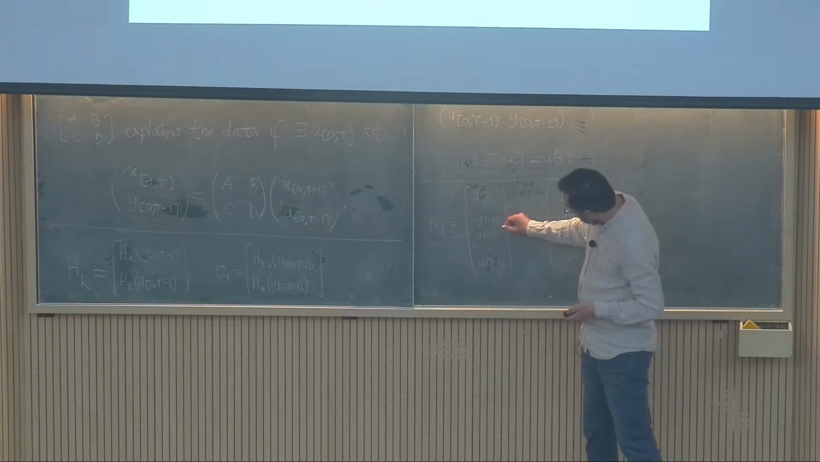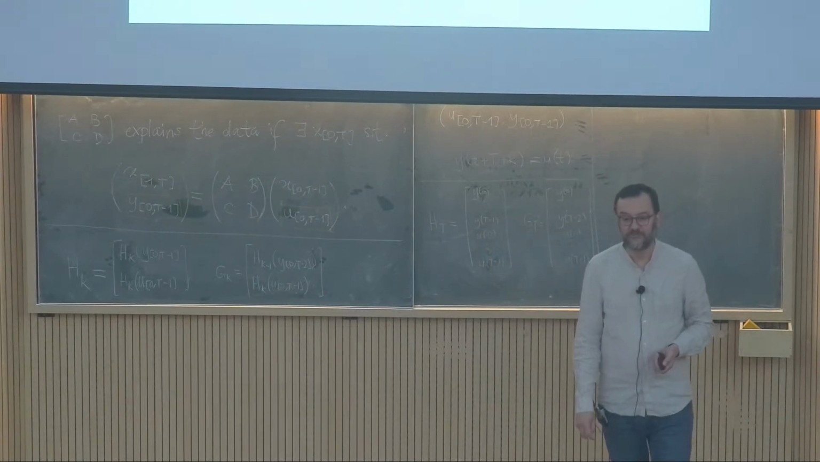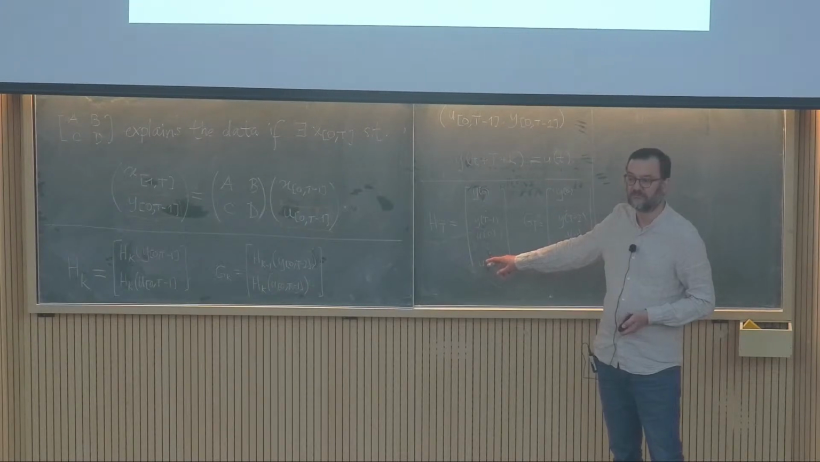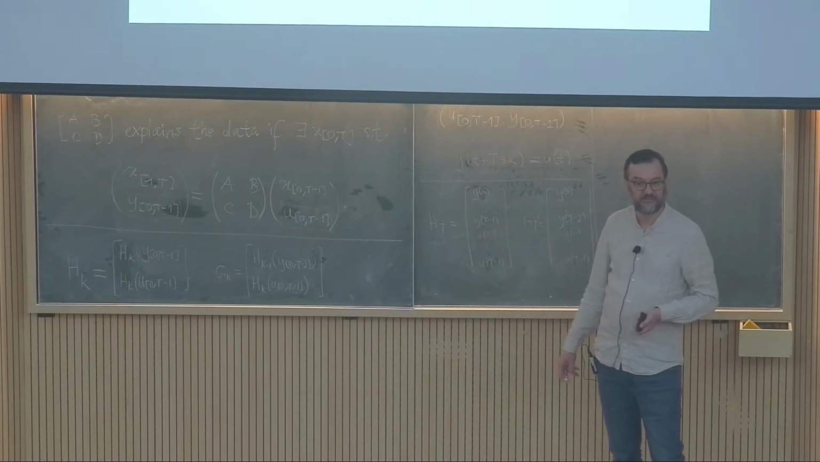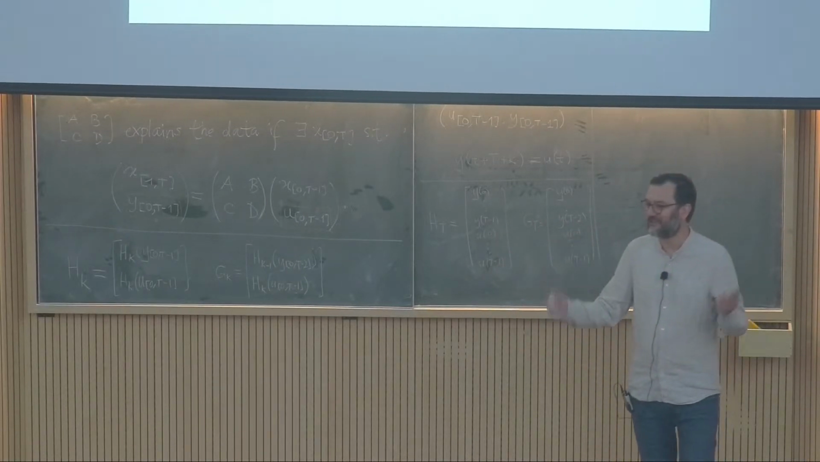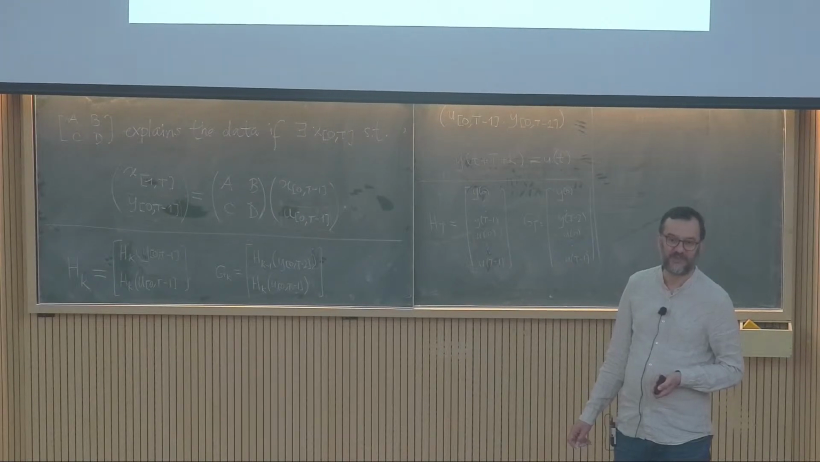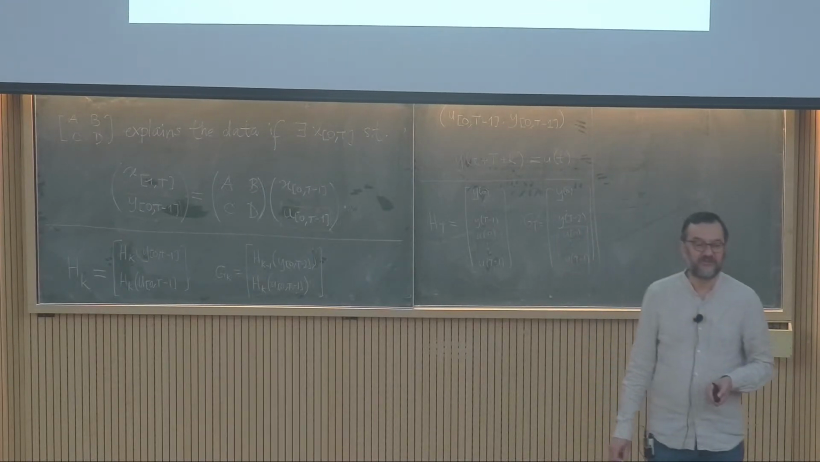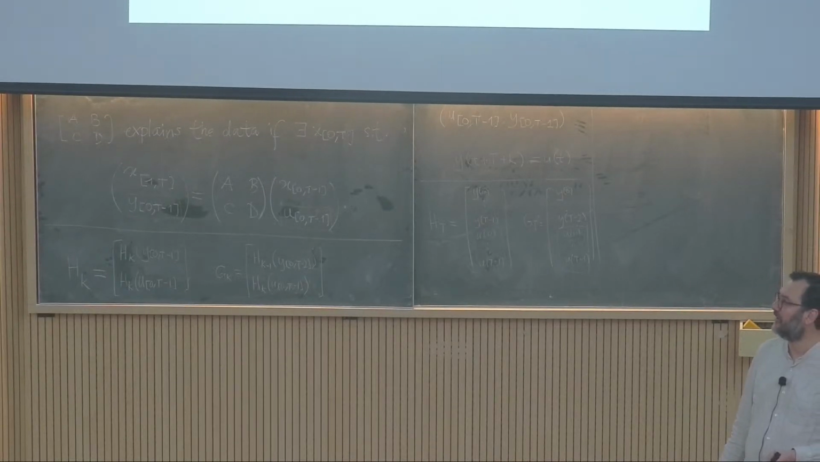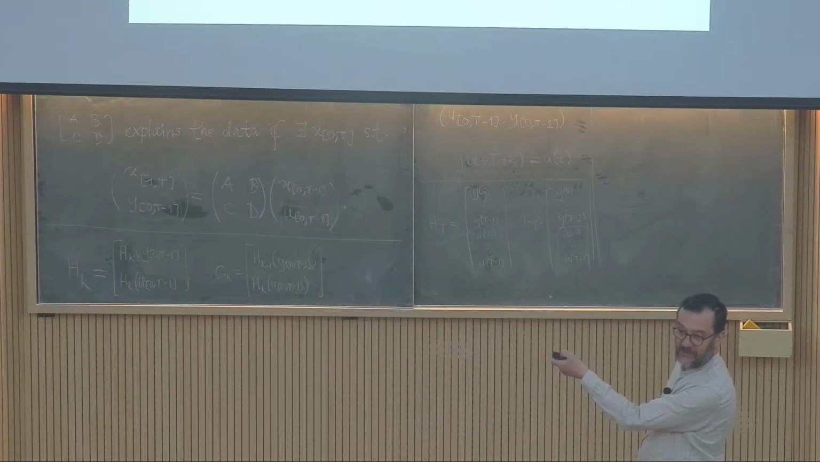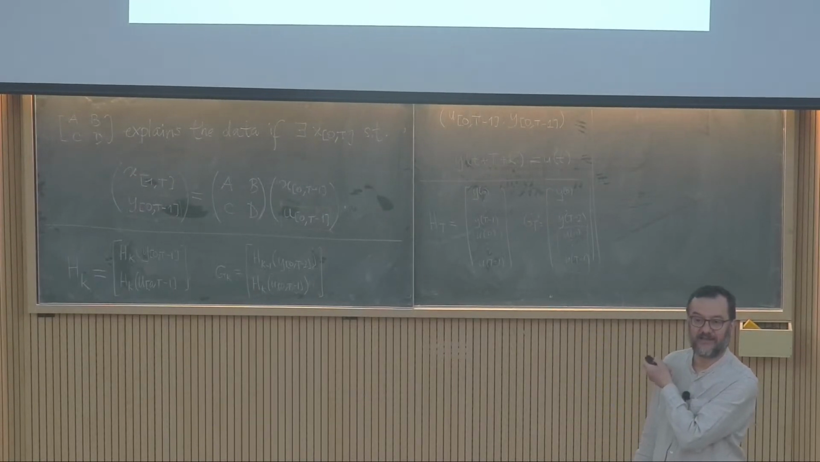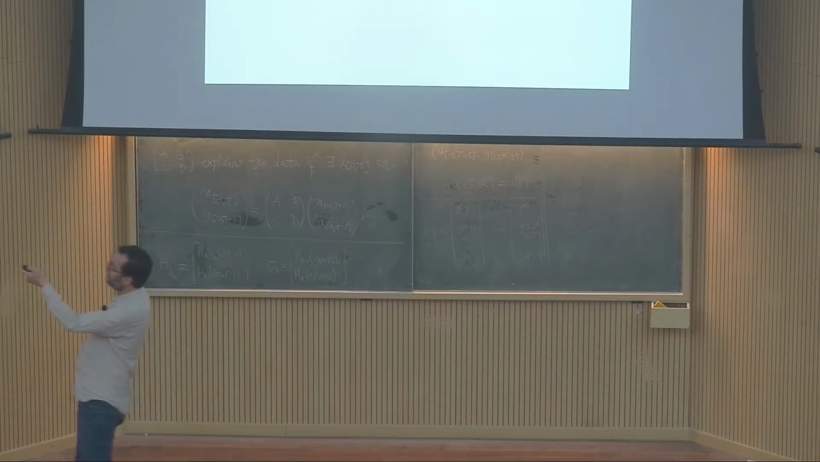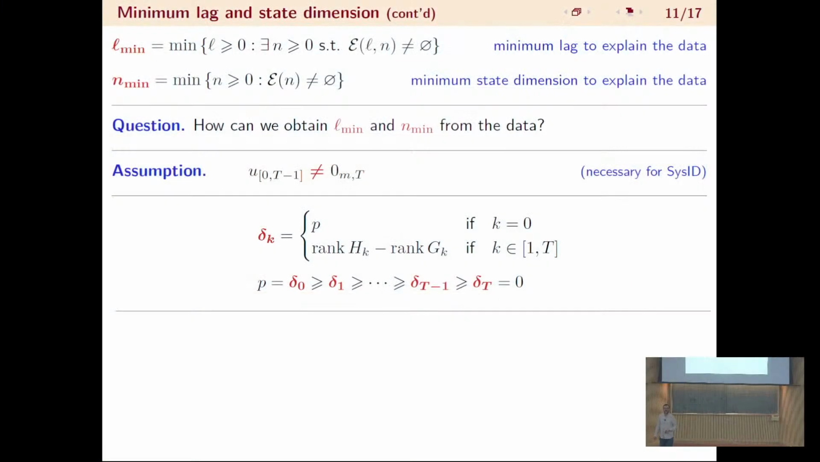Because of the assumption, this part of the vector is not 0, which means that the rank of Ht is going to be 1. It cannot be 0, because this is not 0. It cannot be 2, because it has one column only, so it must be 1. By the same logic, this part is not 0, so the rank of Gt is going to be also 1. Therefore, delta t is going to be 0, rank Ht minus rank Gt. Right? So we are looking at integers that are non-increasing, and the last one is 0.